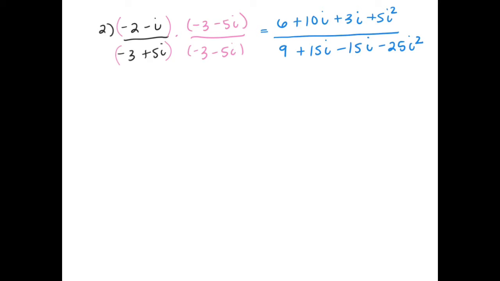Now that I've FOILed, I'm going to go back, cross out my i squareds to make it negative or positive, and make sure that these numbers in the middle cancel out. So 6 minus 5 is 1. 10 plus 3 is 13i, all over 9 plus 25, which is 34.